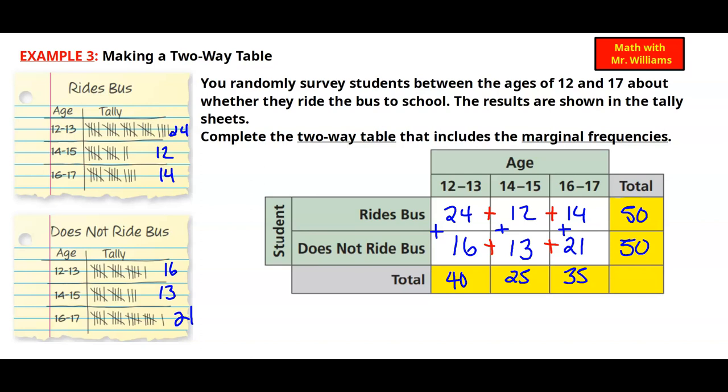All right, now the totals for the bottom and the totals down the side, they should add up to the same number if I did my math correct. So 50 plus 50 would get me 100. And to check it, 40 plus 25 plus 35 also gets me 100. So now we have created our two-way table, and we found our marginal frequencies.